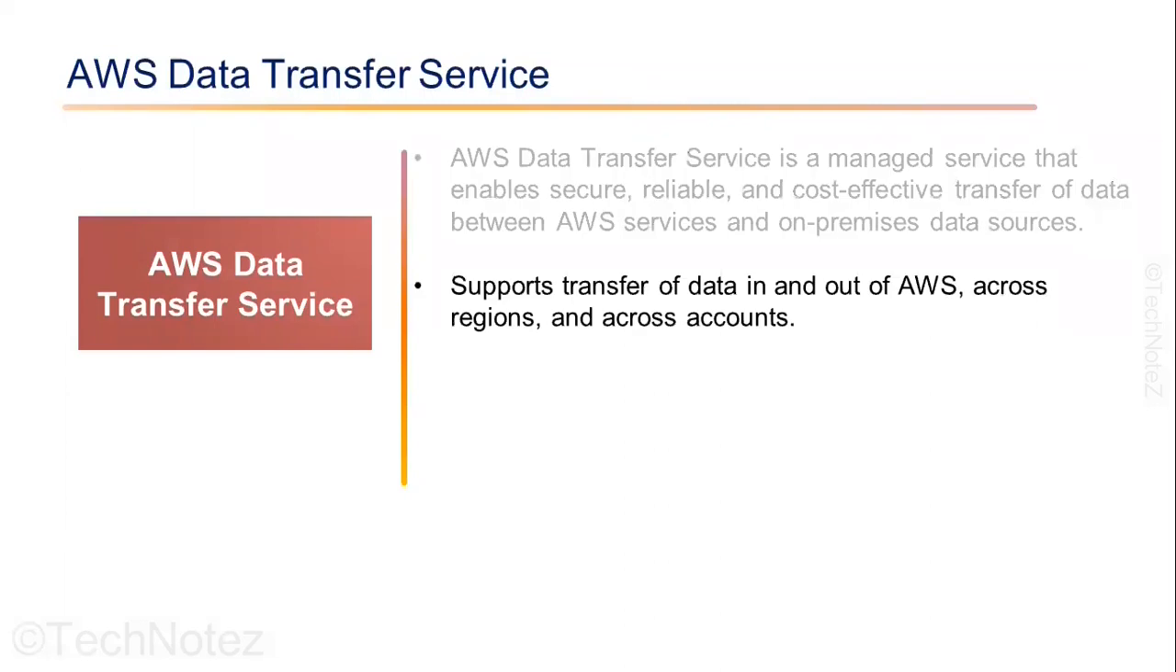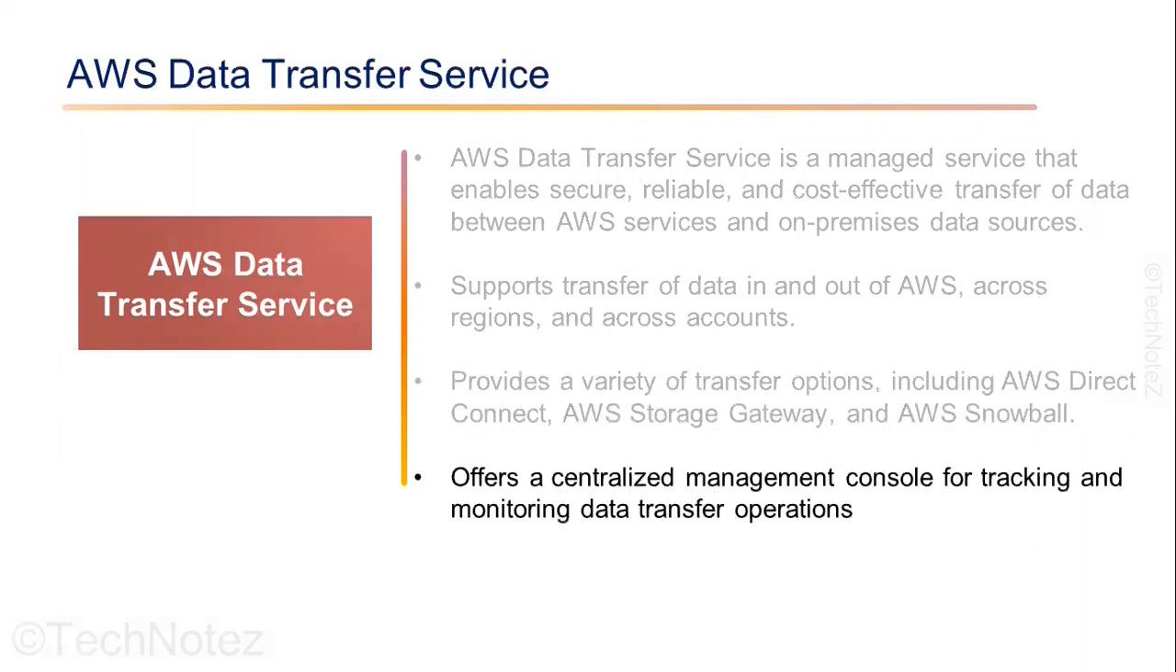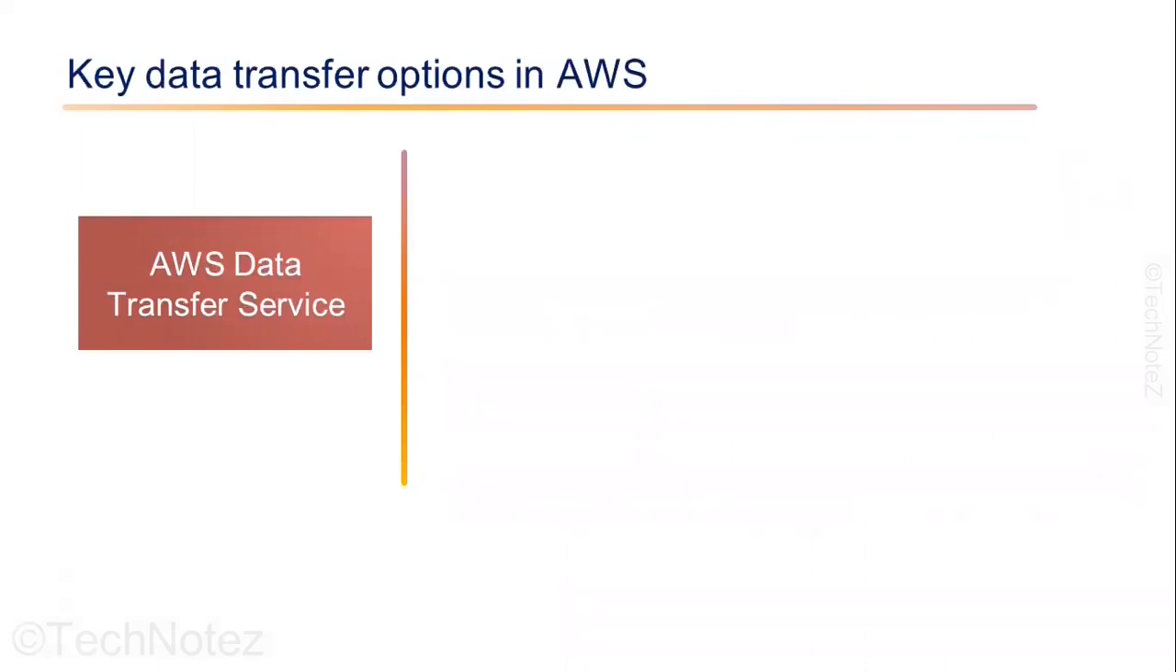It supports transfer of data in and out of AWS across regions and across accounts. It provides a variety of transfer options, including AWS Direct Connect, AWS Storage Gateway, and AWS Snowball. It offers a centralized management console for tracking and monitoring the data transfer operations. There are a few key data transfer options in AWS.